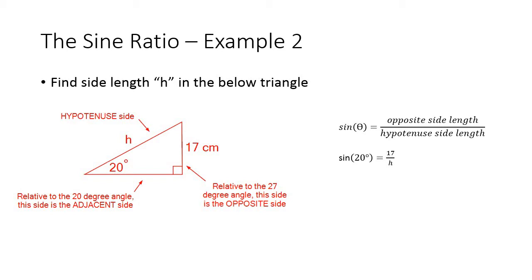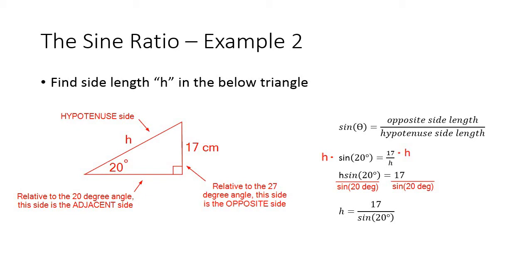We'll multiply both sides by h to get it up to the numerator. So it cancels on the right hand side, and we're left with h times sine 20 degrees equals 17. So one last step to get h by itself. Remember, sine 20 degrees is just a number, so we treat it like any other number or variable in algebra. We can divide both sides by sine 20 degrees. And we're left with h equal to 17 divided by sine 20 degrees.